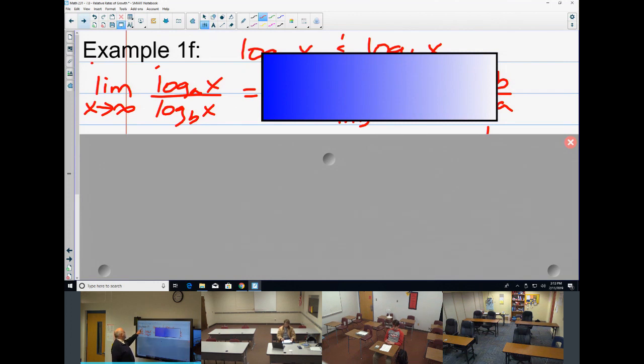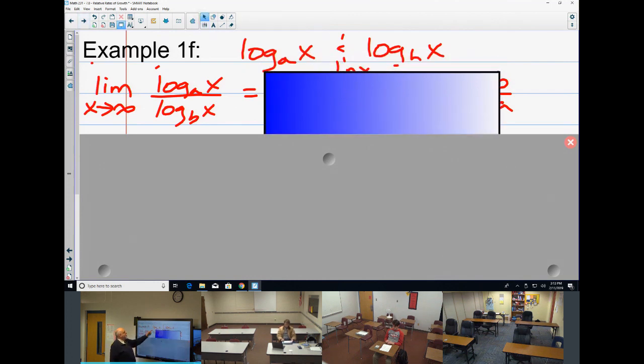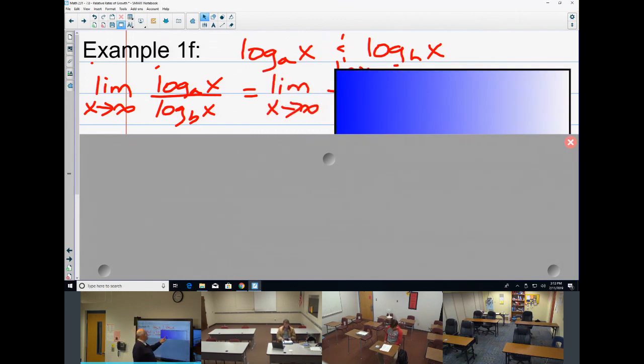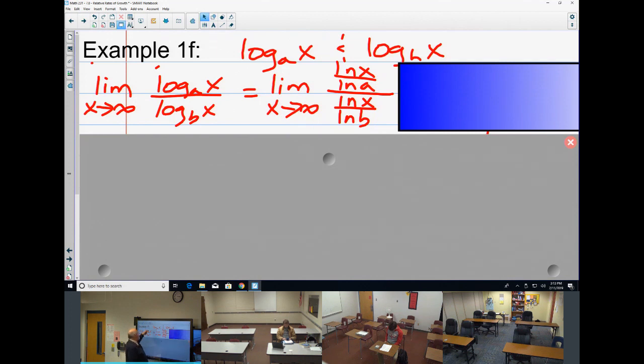So, here we have log base a of x and log base b of x. Different bases. All right, so you put one on top and one over the other. Now, what we're going to do here to simplify this is to use the change of base formula on each of these. So log base a of x, you can write that as the natural log of x divided by the natural log of a. And log base b of x, you can write that as the natural log of x over the natural log of b.